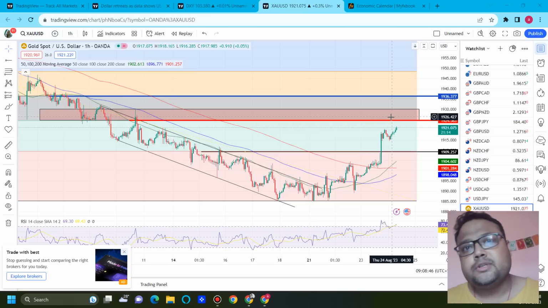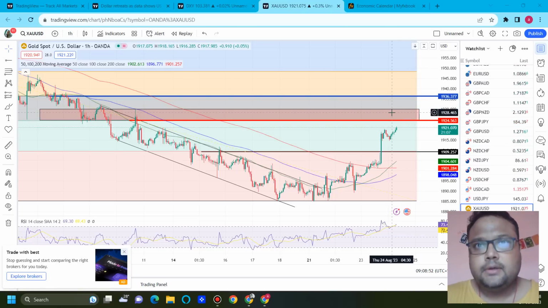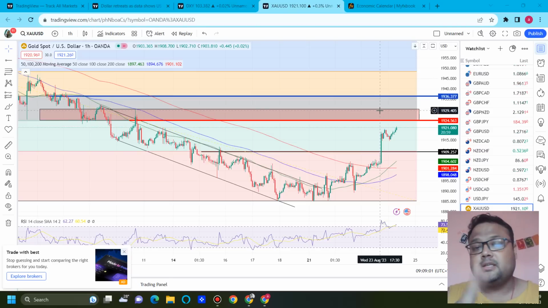And moreover, the news is coming up. After news, if you see a big green candle, listen to me carefully. After news, if you see a big green candle, obviously you should not go for a sell position, because news will be dominating the market and you need to follow the trend of the market instead of reversals.